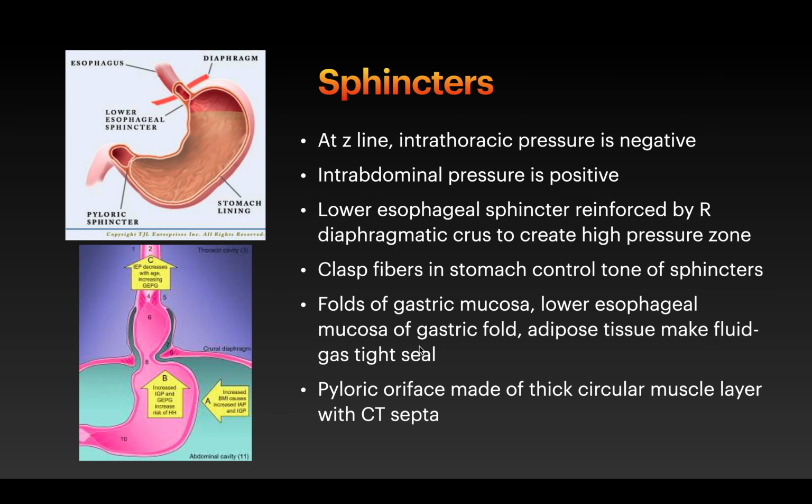The folds of the gastric mucosa, lower esophageal mucosa, the gastric fold, and adipose tissue will make the seal tighter. And then the pyloric orifice is going to be made out of more muscular layers with connective tissue septa, and that all strengthens the sphincter. Unfortunately, it does decrease with age. The sphincter tone decreases with age and increases the risk of getting GERD and gastro-reflux diseases.